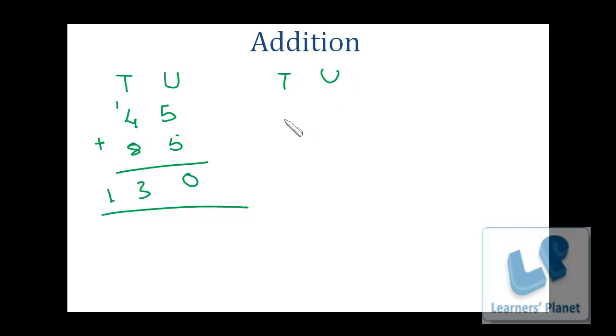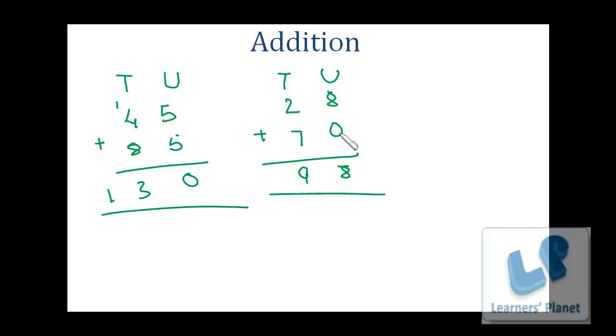Now we'll take another one. Suppose we have 28 plus 70. Now we'll add them. So 0 plus 8, that's 8. 7 plus 2, that's 9. So that's 98. Now children, any number plus 0 is always the number itself, okay?